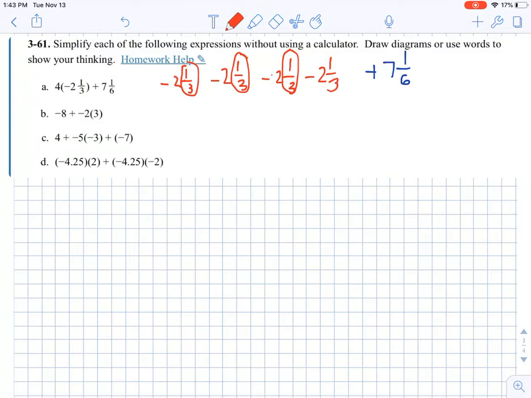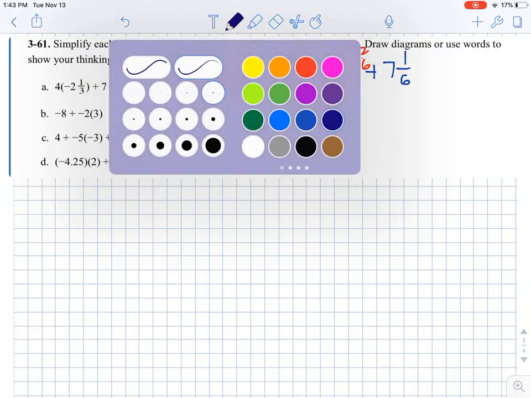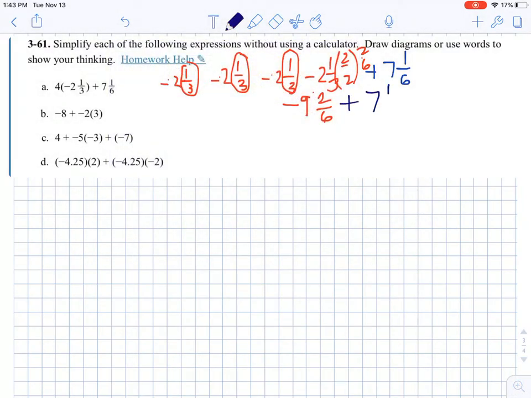Then I have 2, 4, 6, 8. So I know I have negative 9 and then a third left over. And I want to change that into sixths. So if I think about making this sixths, 1/3 is going to be 2/6. And then I have a positive 7 1/6.